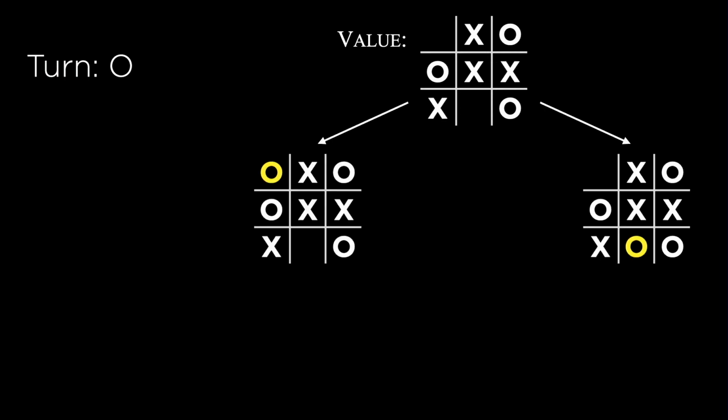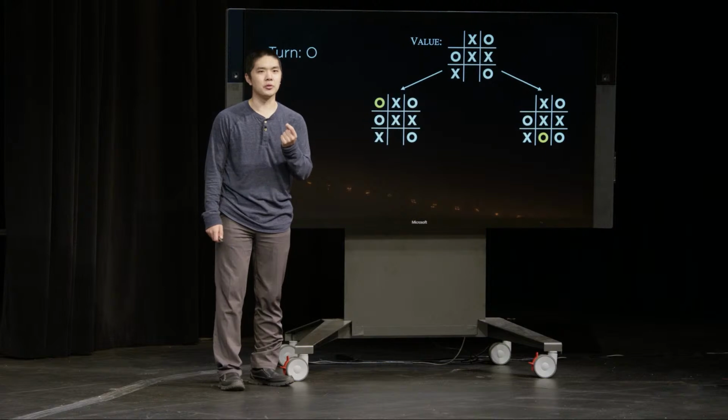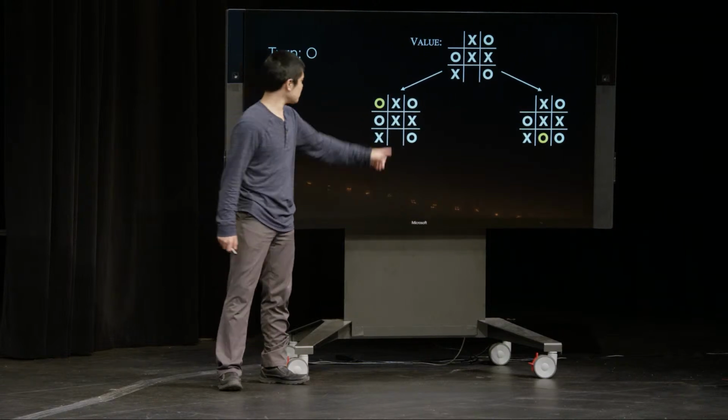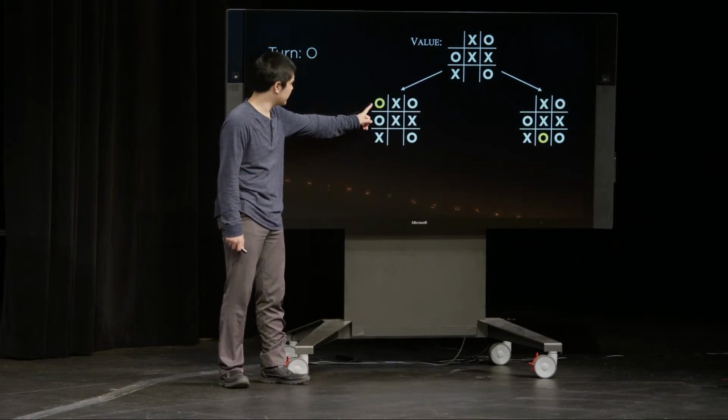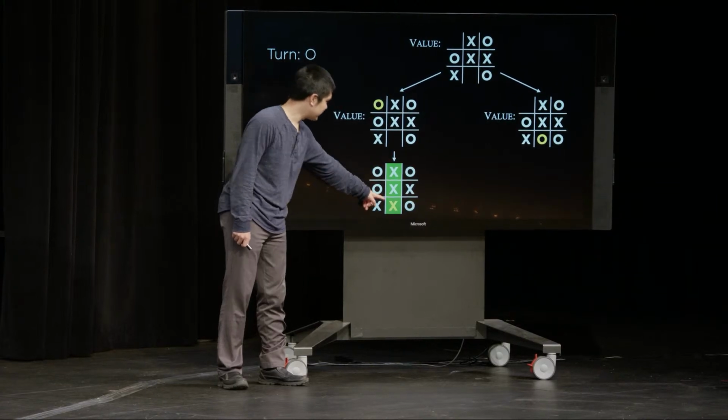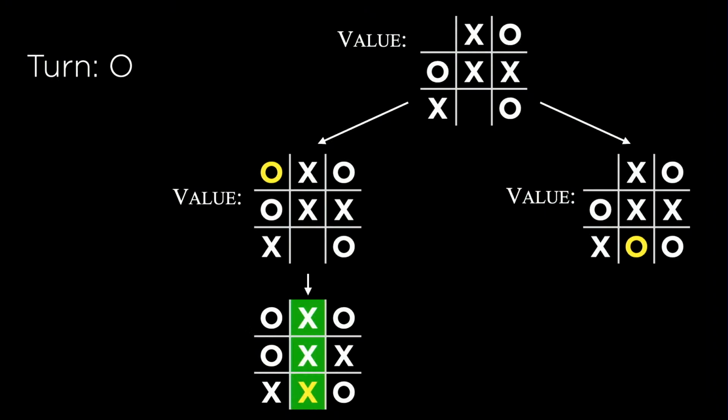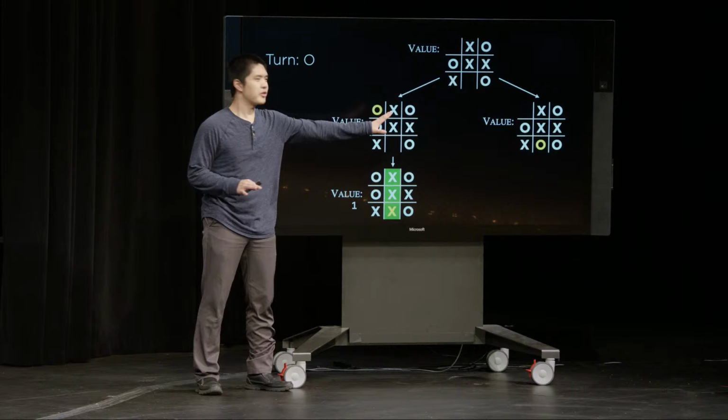O has 2 choices. O could play in the top left, or O could block X by playing in the bottom there. And the computer would consider both of those possible choices and try and figure out what value each of those boards has. So what happens if O plays in the top left? Well, then X is going to play in the bottom, and X is going to win the game. X winning the game, that has a value of 1. Remember, X winning, that's a value of 1, which means this board also is going to have a value of 1. So X wins. That's not great, so let's consider the other possible choice.